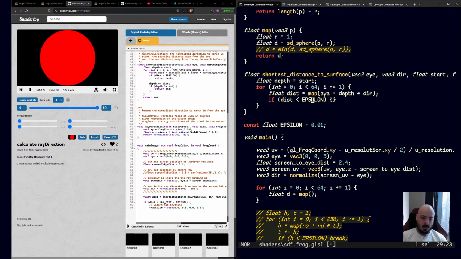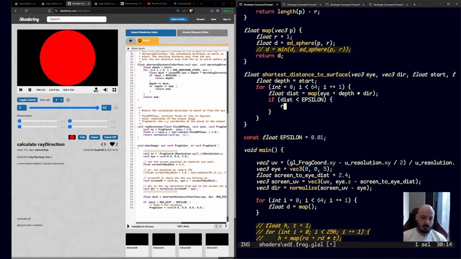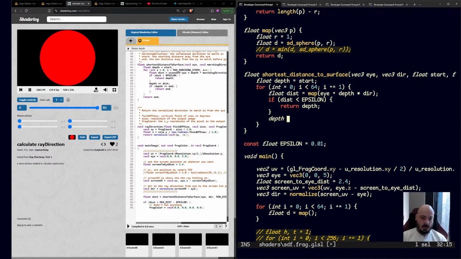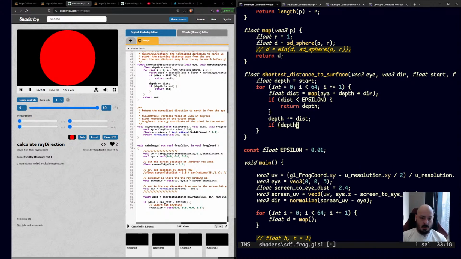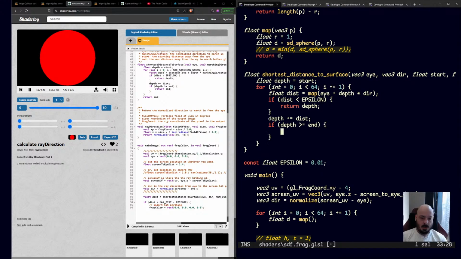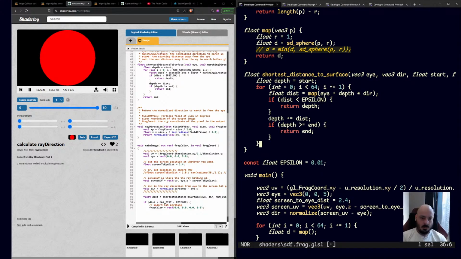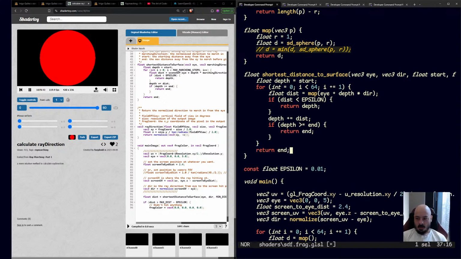Epsilon, alright. Return depth. Okay, so we hit something. Otherwise, we continue, and if we went further than we should, then return end. Okay, that makes sense. Also, this could just be a break.